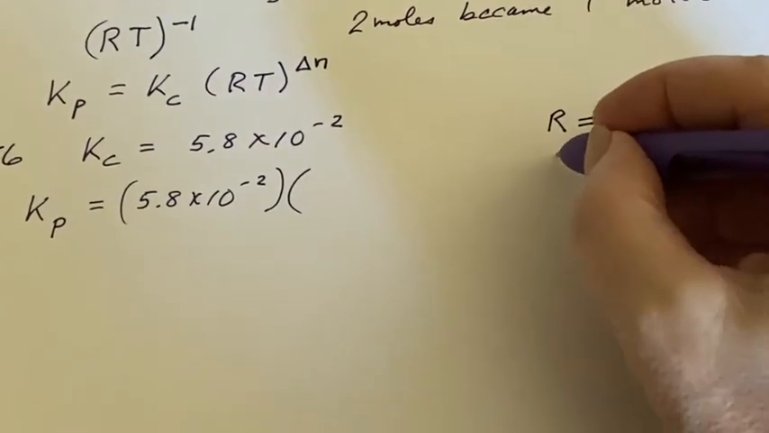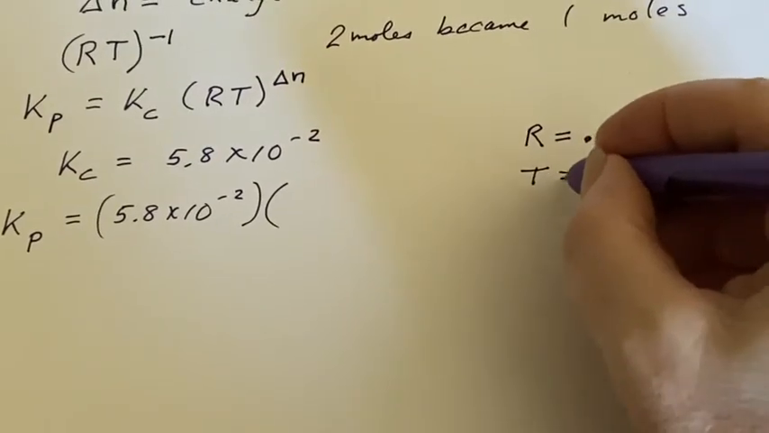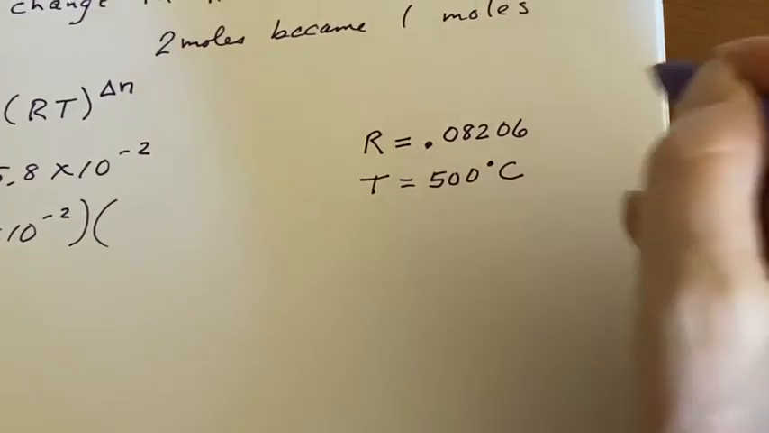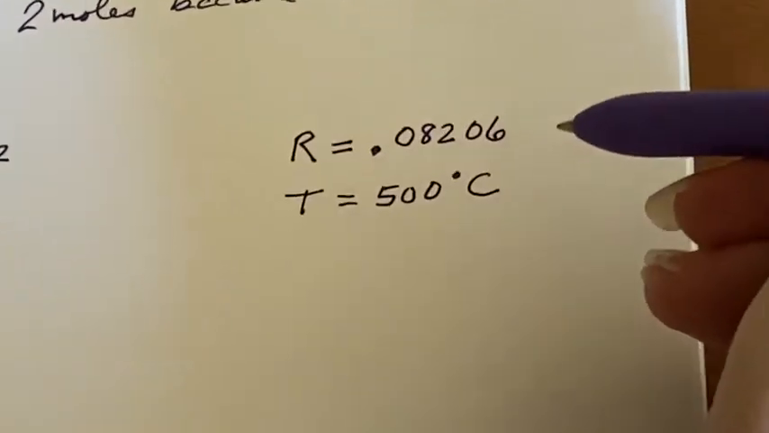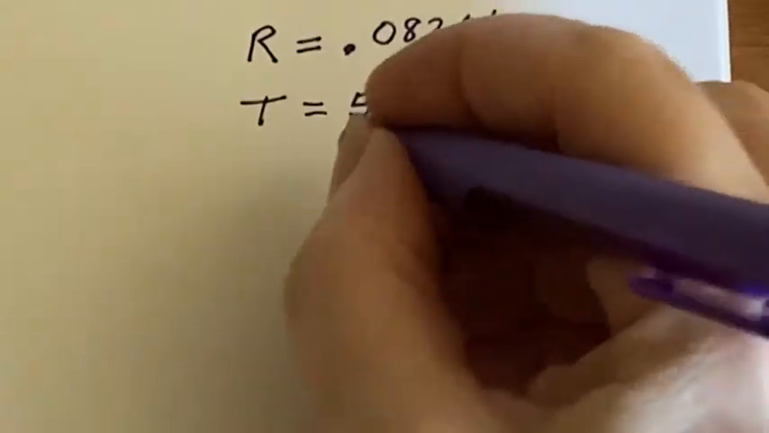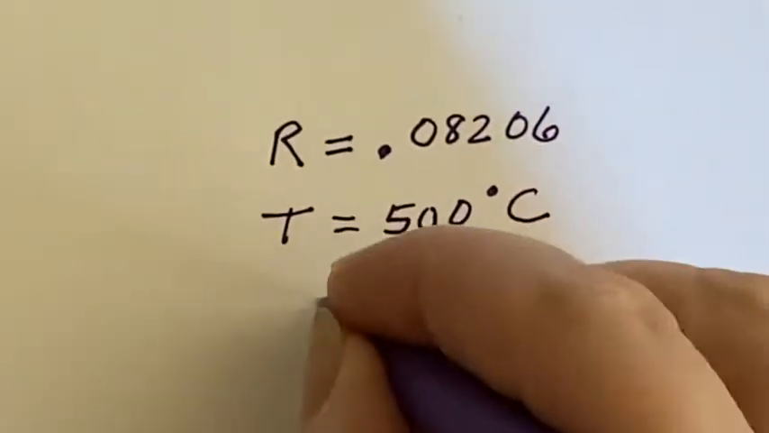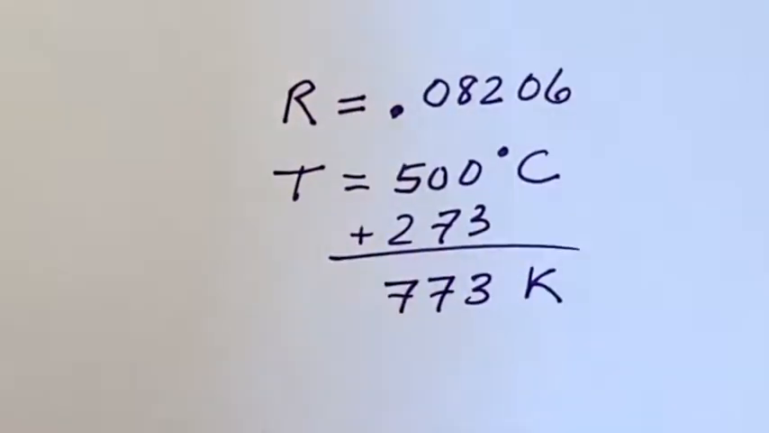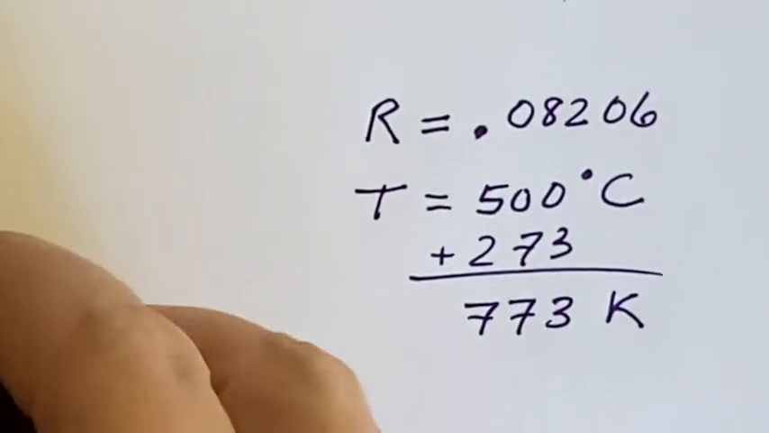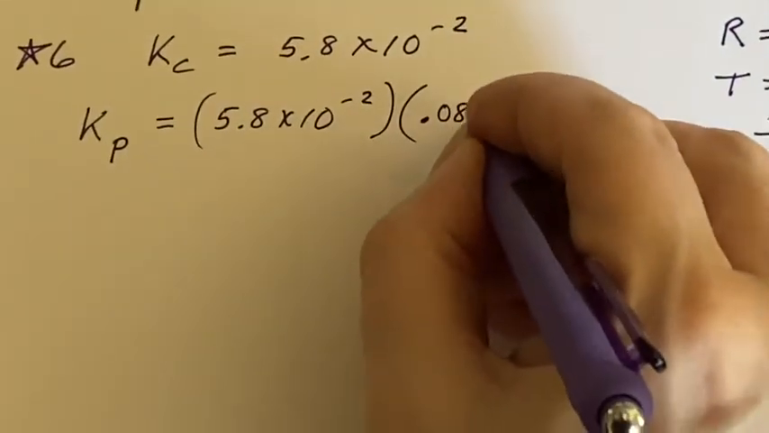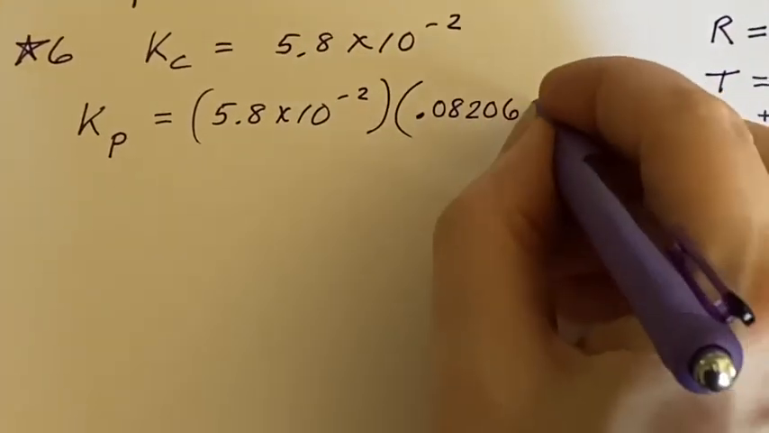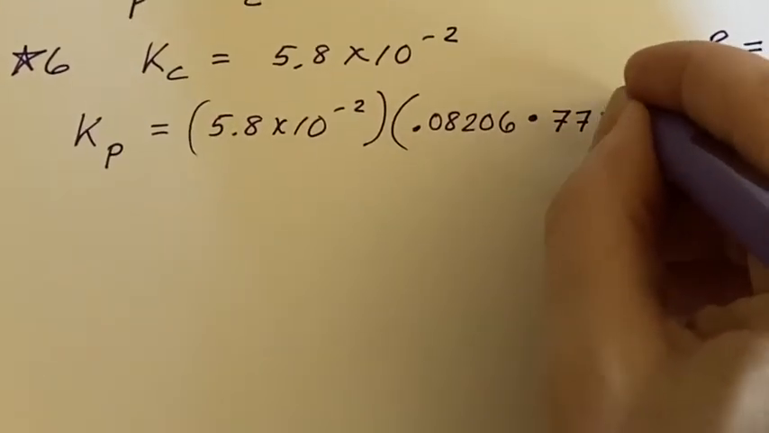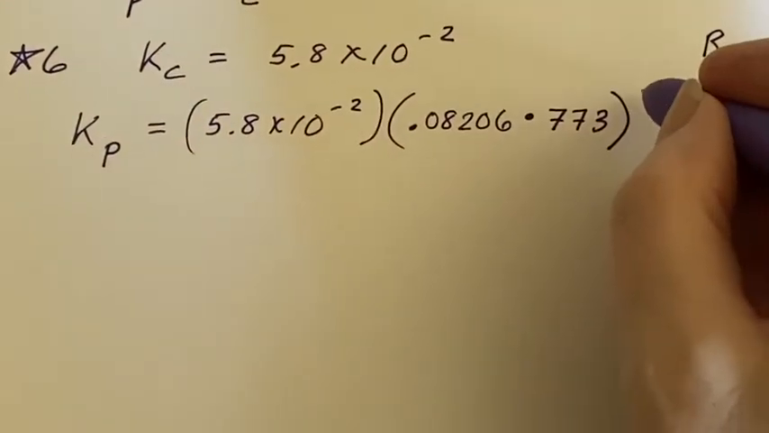And the temperature, well, they told us it was 500 Celsius, but 500 Celsius is not the appropriate units when I'm talking about the gas laws. It needs to be in Kelvin. So I should change that into Kelvin and say that I have 773 Kelvin. All right, so those are the numbers that I need to put in here. The 0.08206 times the 773, and that's going to be raised to delta n.